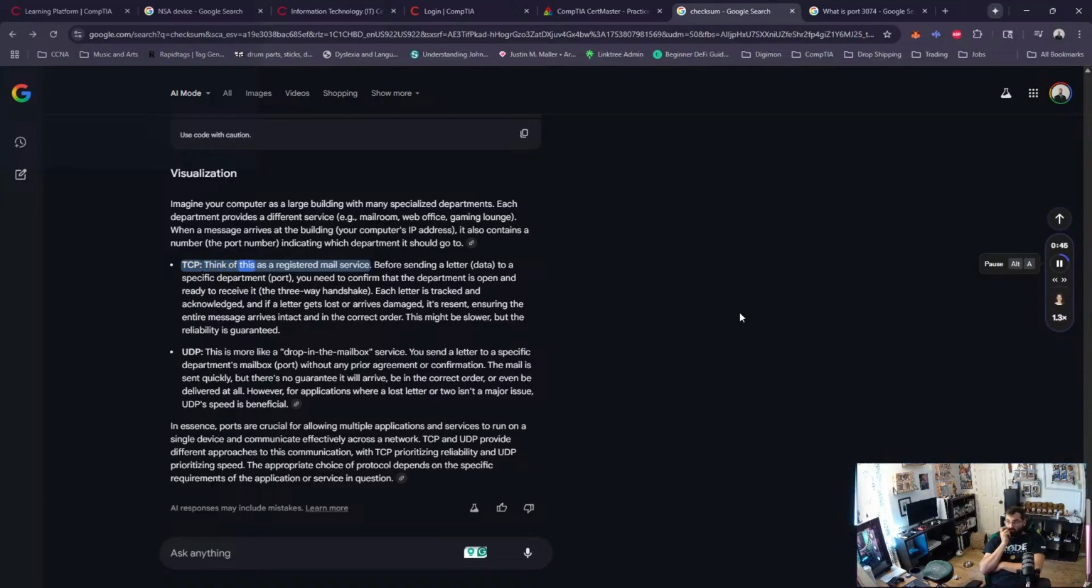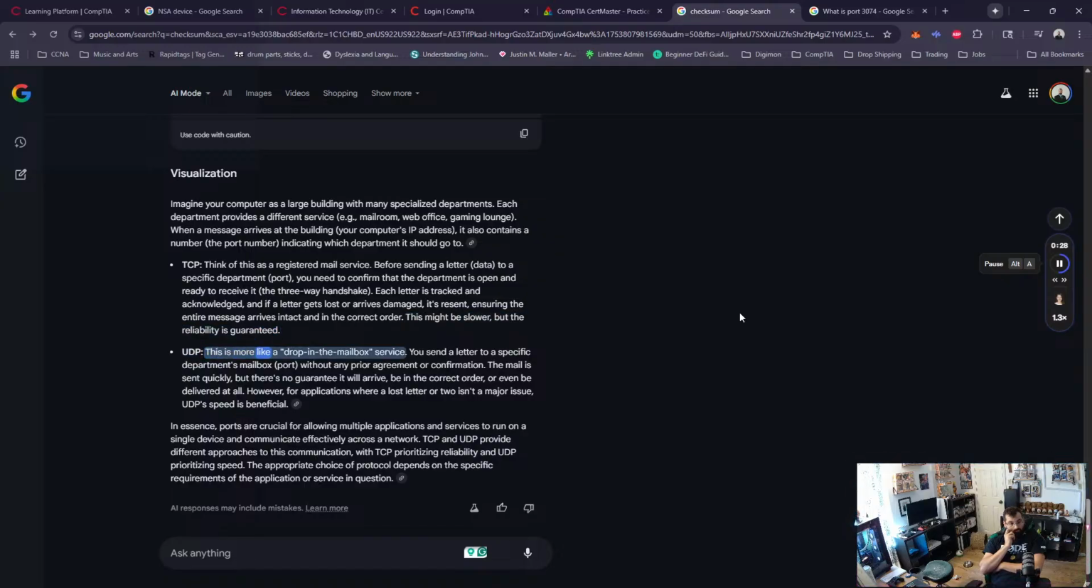TCP: think of this as a registered mail service. Before sending a letter (data) to a specific department (port), you need to confirm that the department is open and ready to receive it, the three-way handshake. Each letter is tracked and acknowledged, and if a letter gets lost or arrives damaged, it's resent, ensuring the entire message arrives intact and in the correct order. This might be slower, but the reliability is guaranteed.